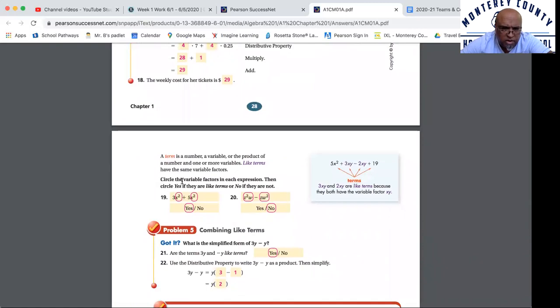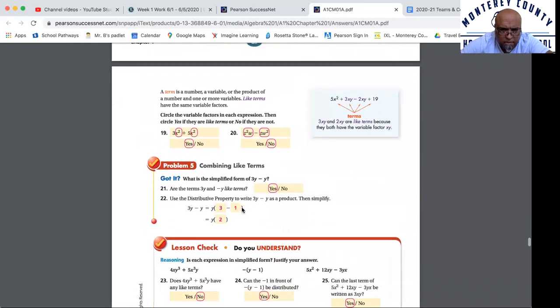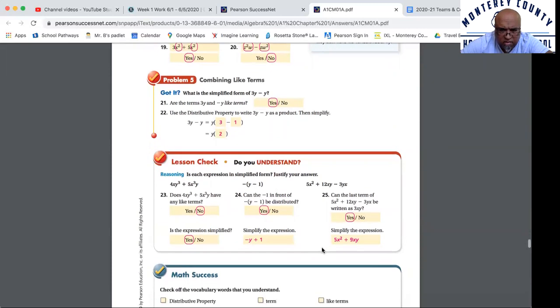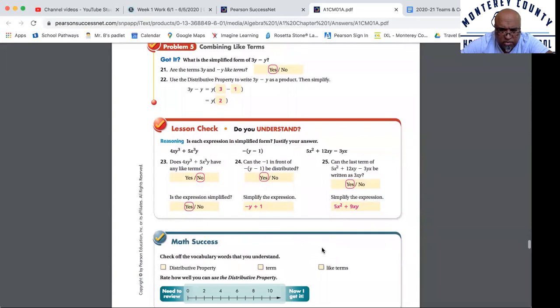Question 19, circle x squared, and yes. Question 20, circle z squared w, and then zw squared, and the answer would be no. Question 21 is yes. Question 22 is 3, 1, and 2. Question 23 is no and yes. Question 24 is yes and negative y plus 1. Question 25 is yes and 5x squared minus 9xy.